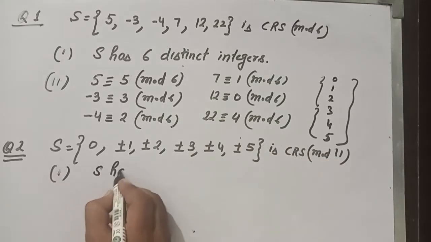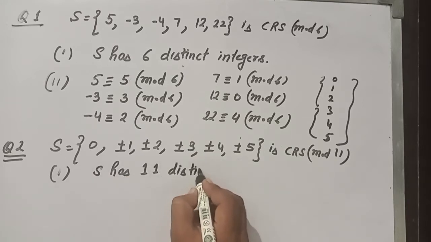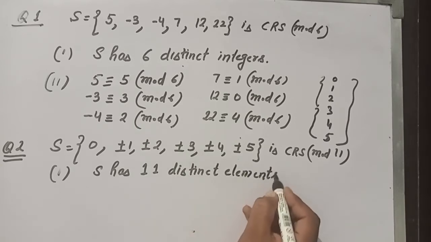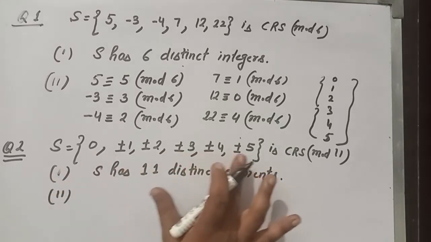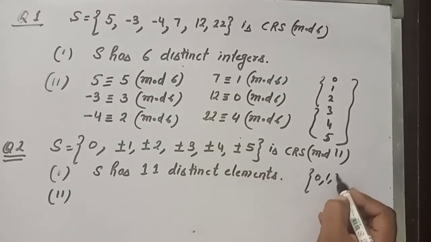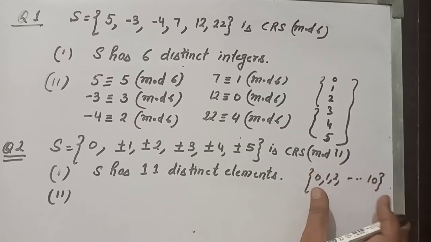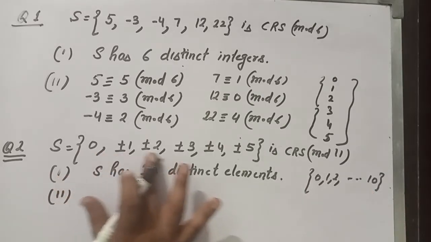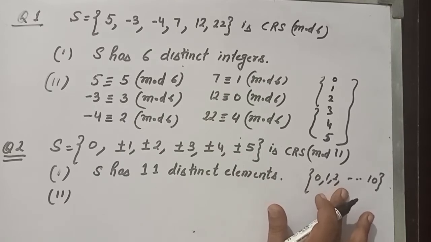S has 11 distinct elements. Now, the second thing we have to check: every integer from this set S is congruent to one of the remainders 0, 1, 2, up to 10. How many remainders are there modulo 11? These are the remainders 0 to 10. So we have to check that every integer from the set S is congruent to exactly one element from this set. So let's see.